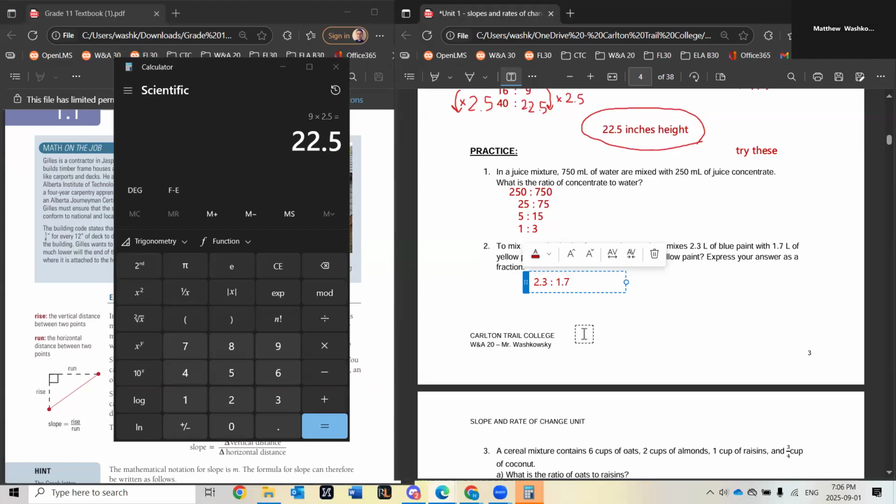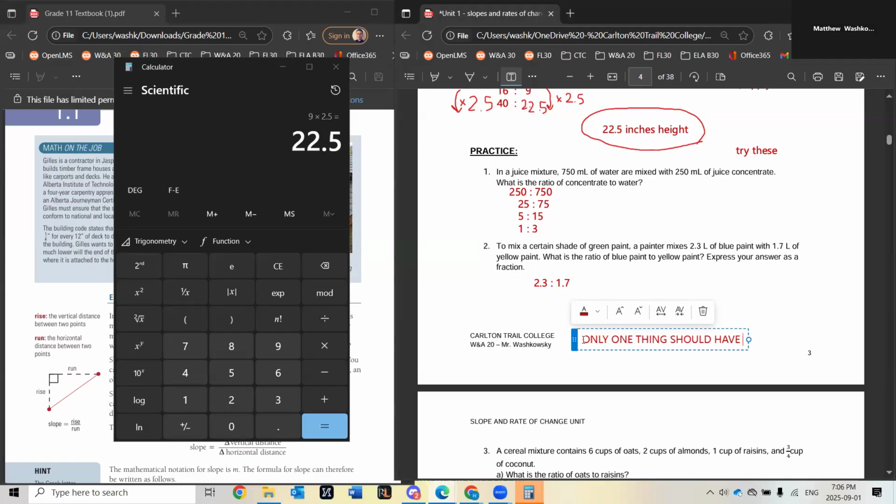Now, one thing I want to say is only one thing should have a decimal. So I want to get these into a better, nicer ratio. So I'm just going to times it both by 10, which is going to give me 23 to 17.